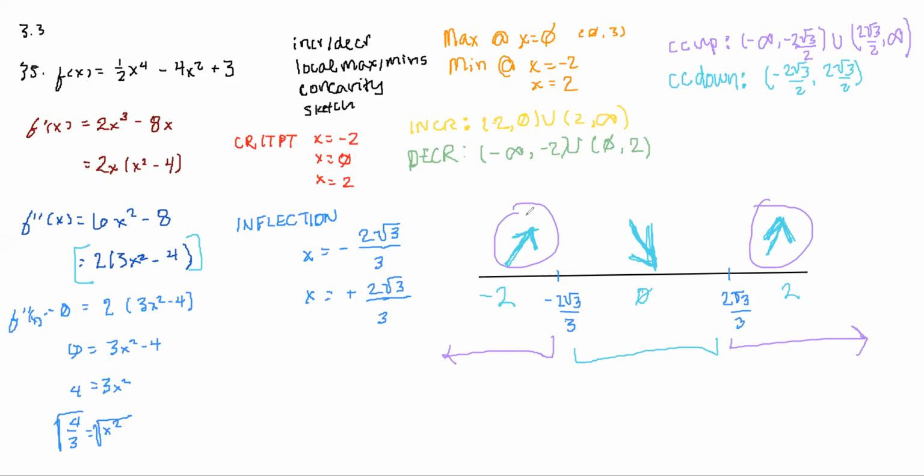Is everybody okay with what we have just done? We have found our critical points. We have found our inflection points. We have found our maxes and mins based off of our critical points and our increasing, decreasing based off of that number line. And now we have found our concavity based off of the number line we generated from our inflection points. If everybody's okay with where we're at, then I'm going to erase some of this.